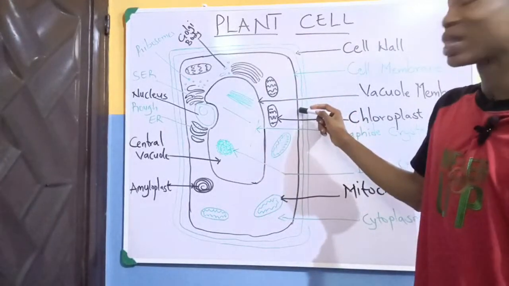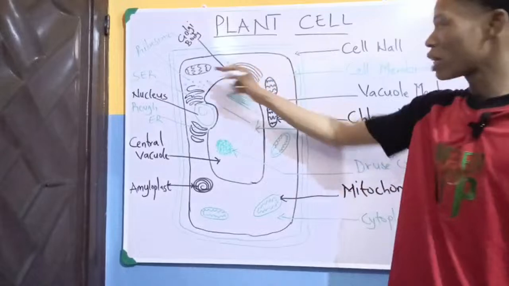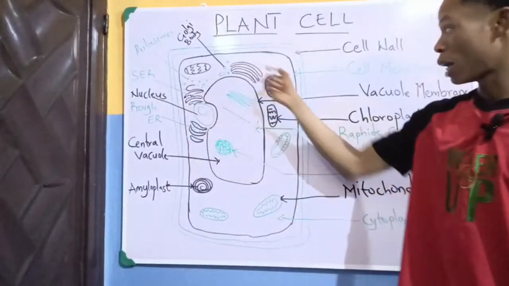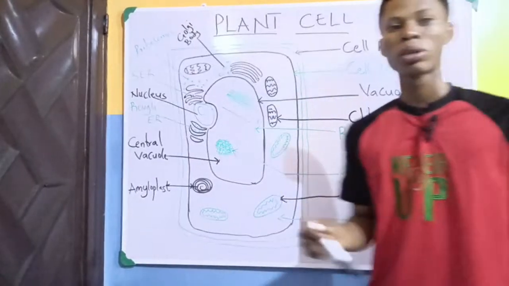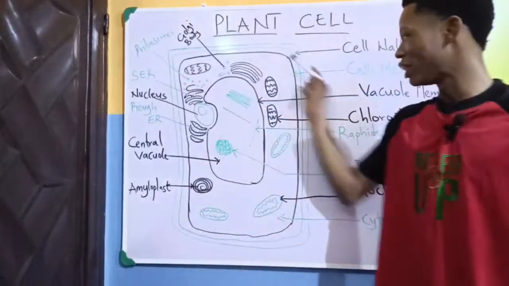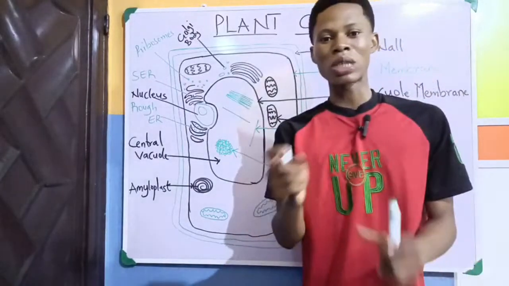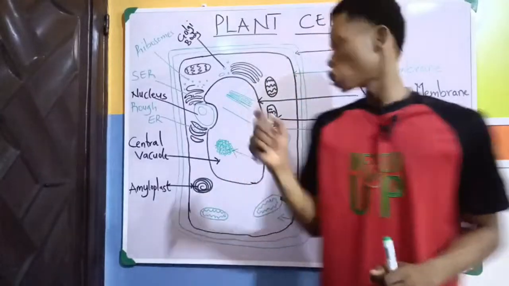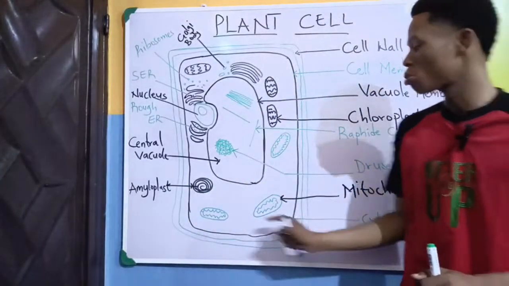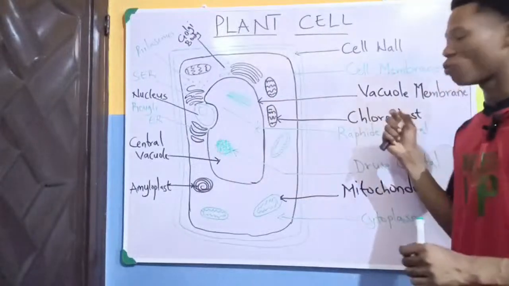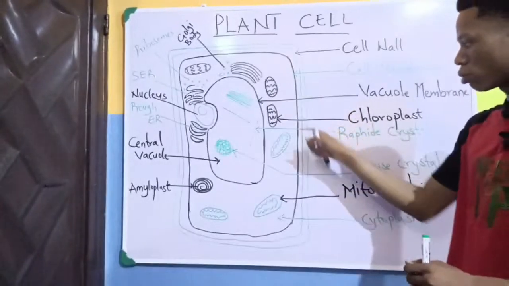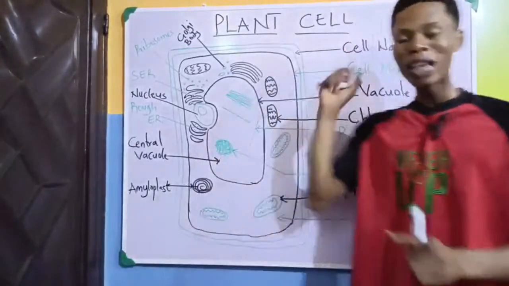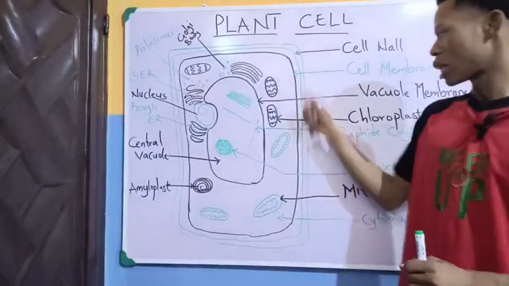Alright, so that's that. Now if you move into the cell, after the cell wall, the next thing you're seeing here is the cell membrane. You can see it with this black marker I use. This cell membrane regulates what comes into or goes out of the cell. So it controls what is coming into the cell and what is going out of the cell. That is the cell membrane.